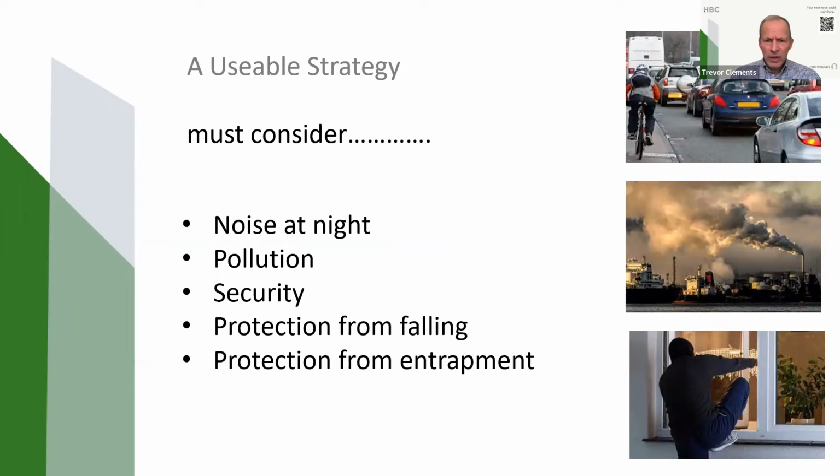Pollution is also a consideration. Obviously, if the building is near significant pollution sources, then we need to consider guidance, which is in approved document F, and look at exposure limits. And there are tables on that in that approved document.